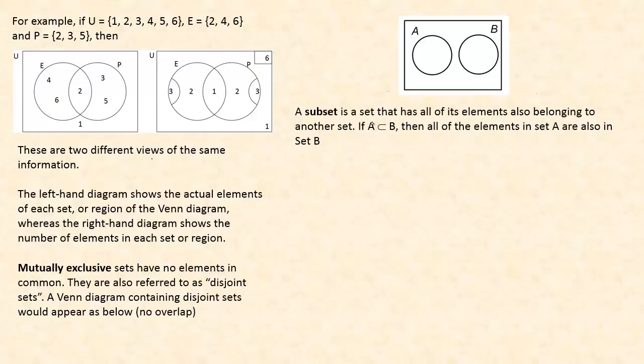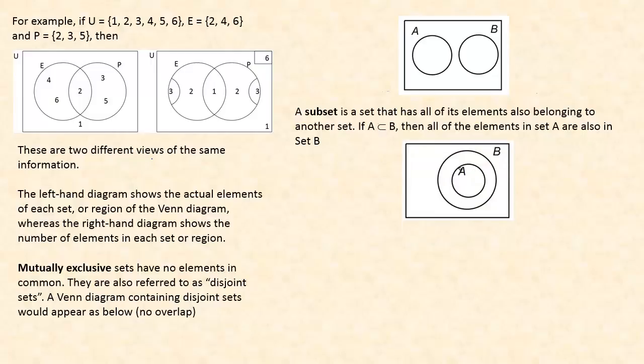A subset is a set that has all of its elements also belonging to another set. If A is contained in B, then all of the elements in set A are also in set B. So note we've got a new symbol here, contained in. So that would be this situation. The set A is contained in B.